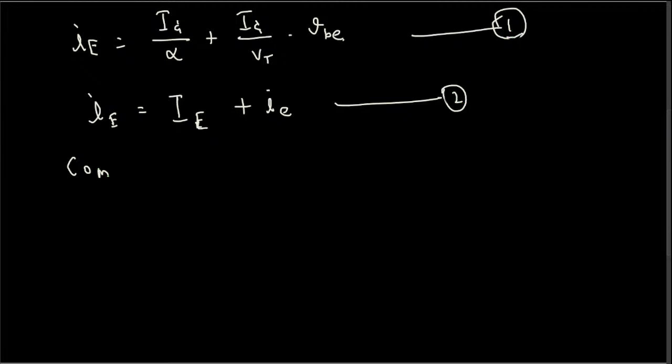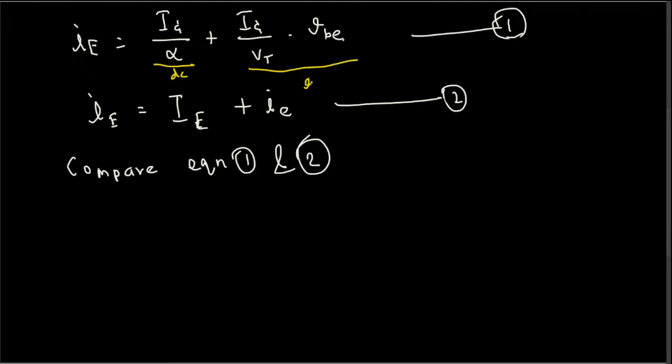So compare equation 1 and 2. Here, if you notice, first we have a DC component, that is this part of the equation. And the next one is the AC component, that is this whole thing. So we can say the AC emitter current, small ie, is the AC component of the emitter current and is equal to this whole thing.